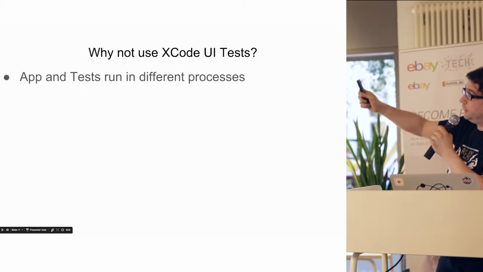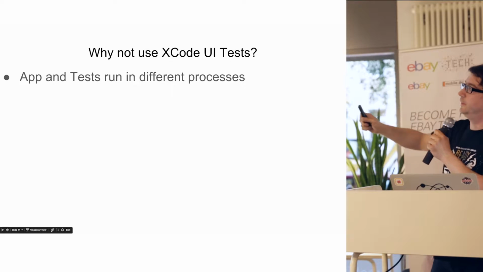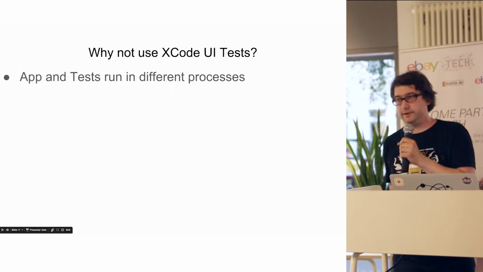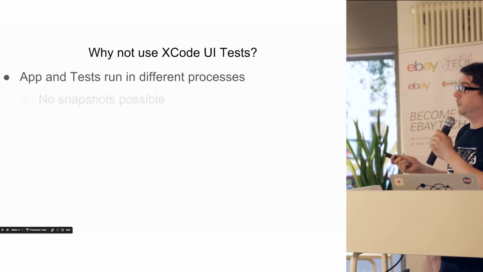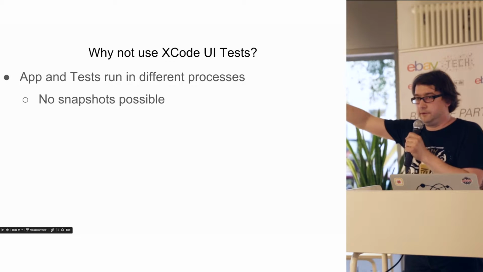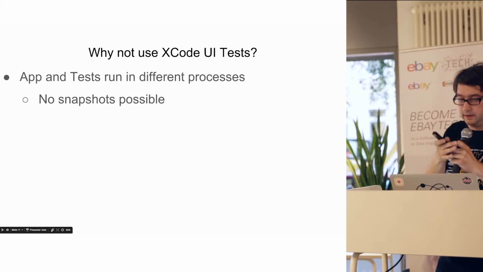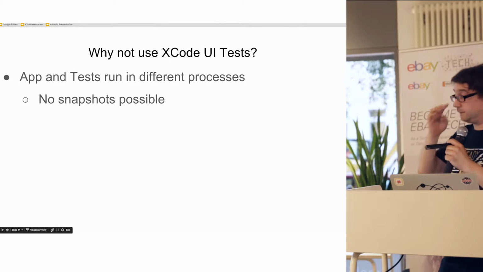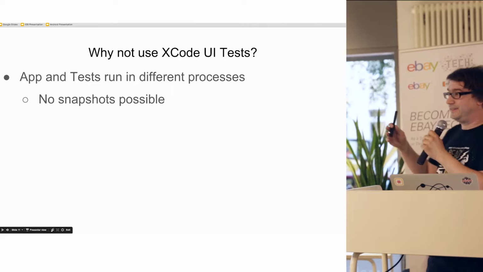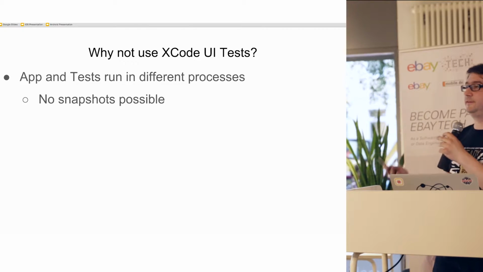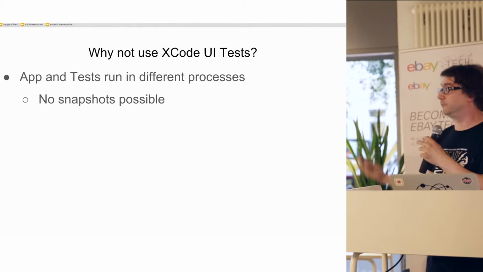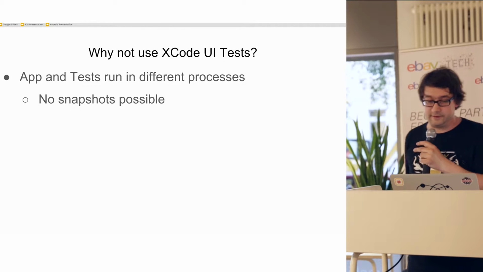in Xcode UI tests, the app and the test actually run in different processes. This has some things, like there's no snapshots possible. Xcode actually does snapshots, but it only takes snapshots so then when one of your tests goes red, you can see what's on screen when the test goes red, but it doesn't compare these snapshots.